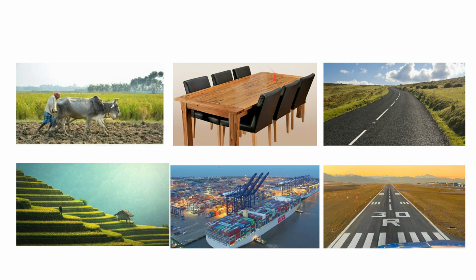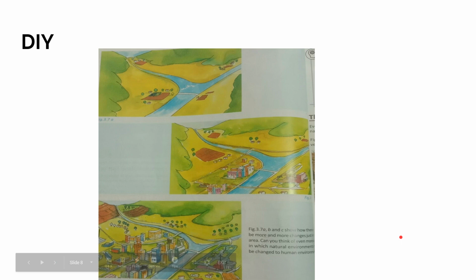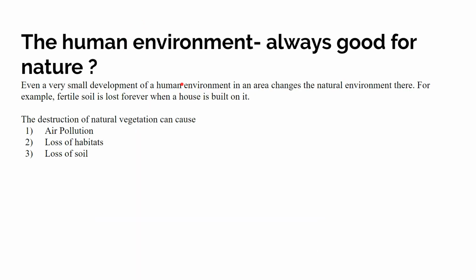So from timber, we make furniture. This is ploughing. This is a road which is made in this natural environment. And then we have terracing, we have the dock, and then we have the runway. Now do it yourself. How do you think all these pictures differ from one another? Look at the buildings, look at the roads, look at all these things. This is how this natural environment was gradually changed into a human environment. Well, this is not purely natural, since we can still see the houses over here.